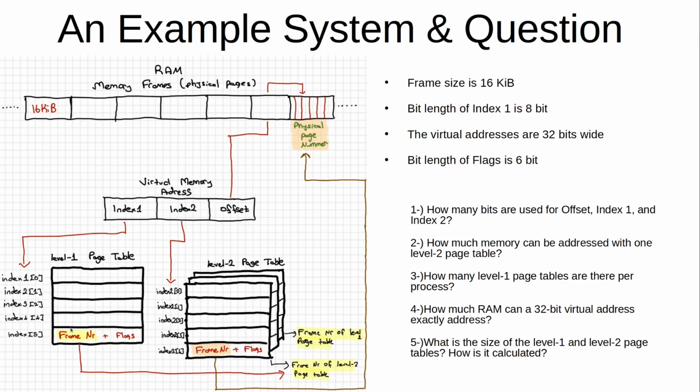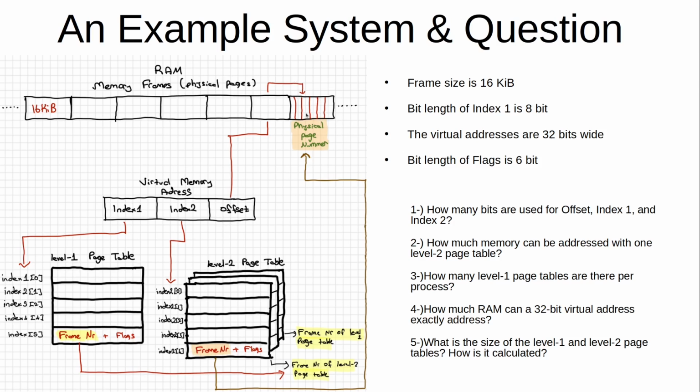The smallest addressable unit is 1 byte, so our formula is 2 to the power of offset length times 1 byte is the frame size. The offset must be able to point to every byte within a frame. So if the frame size is 16 kilobyte, we need 2 to the offset times 1 byte to be 16 kilobytes. Let's count up. 2 to the power 10 is 1 kilobyte, and 2 to the power 11 is 2 kilobyte. 12 is 4 kilobyte, 13 is 8 kilobyte, so 14 is 16 kilobyte. So the offset is 14 bits.